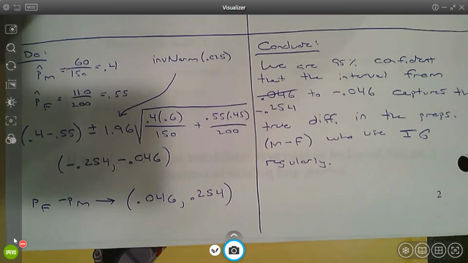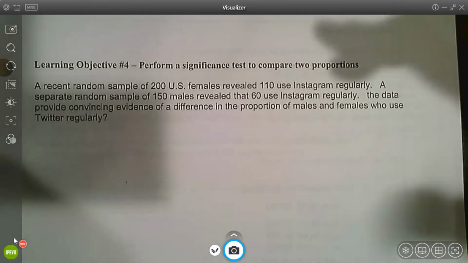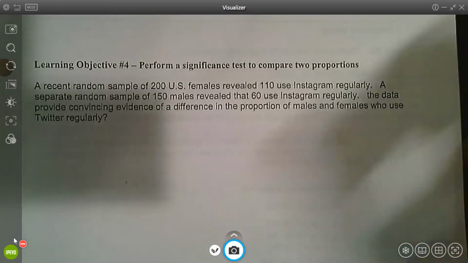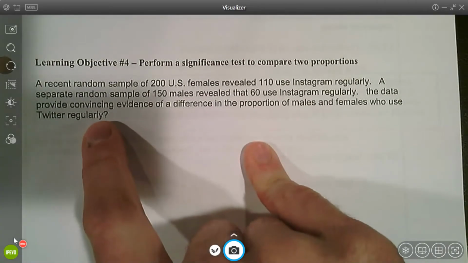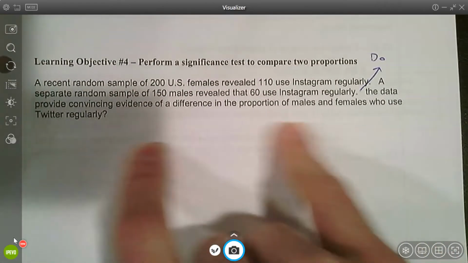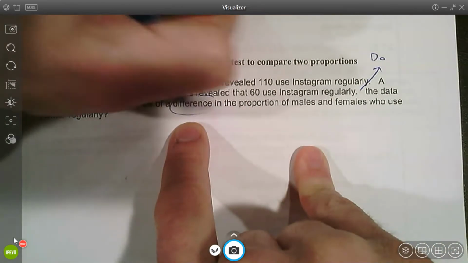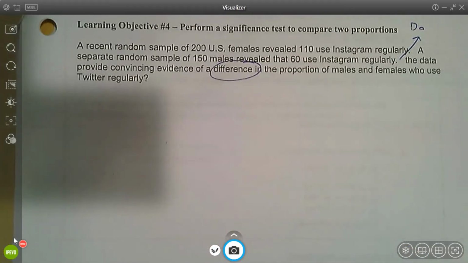All right, I'm going to move on to the next page here on page 3. Now we're going to look at how to perform a significance test. So we're going to use the same exact data. Now we're performing a significance test, and it says, do the data provide convincing evidence of a difference in the proportion of males and females who use Twitter regularly?